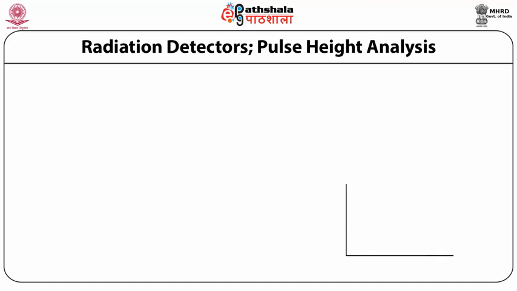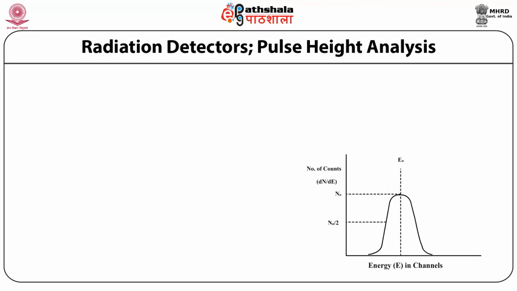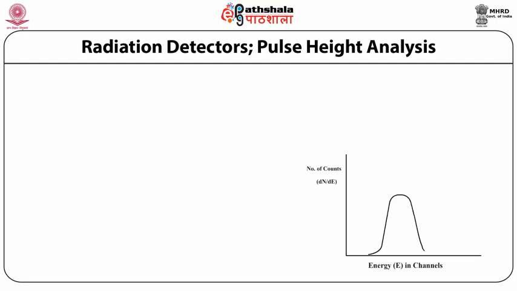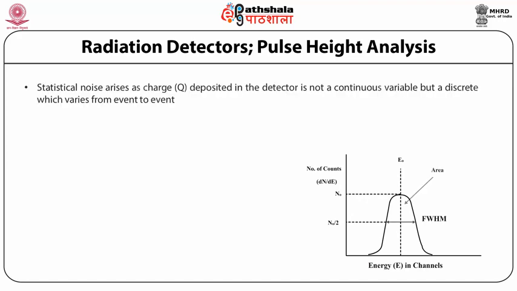Radiation detectors, pulse height analysis. So we continue our discussion about the pulse height analysis. In the previous slide, we saw the picture of the gamma ray energy peak in the spectrum, where FWHM is shown. FWHM is nothing but the width of the gamma ray peak when the detector counts are 50% of the maximum number of counts in the peak. This FWHM is the measure of the resolution of the detector. Statistical noise arises as the charge Q deposited in the detector is not a continuous variable but a discrete one, which varies from event to event.